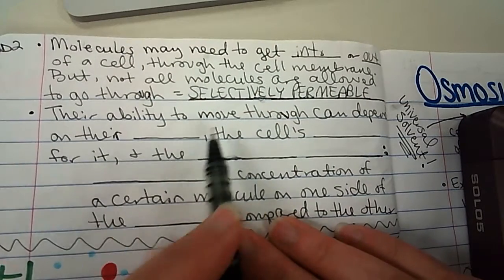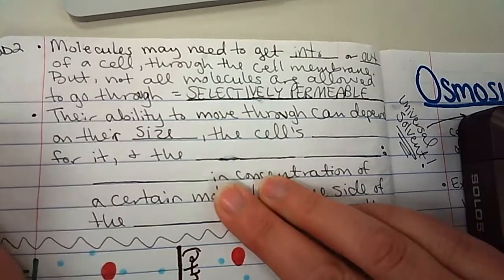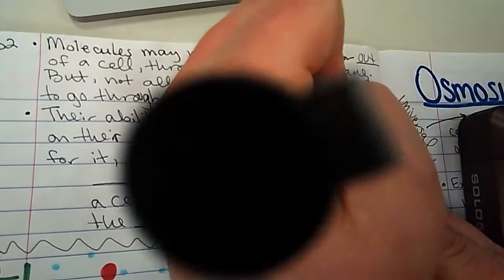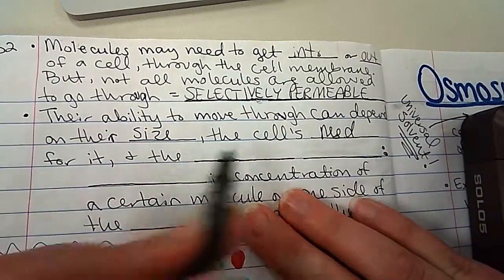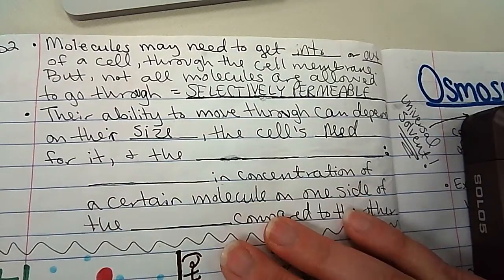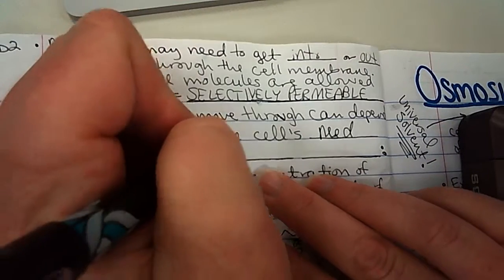But things can move freely depending on their size, the cell's need for it, for whatever it is. If the cell needs it, it may let it in now. Later on, if the cell doesn't need it, it may not let it in. And the concentration gradient.